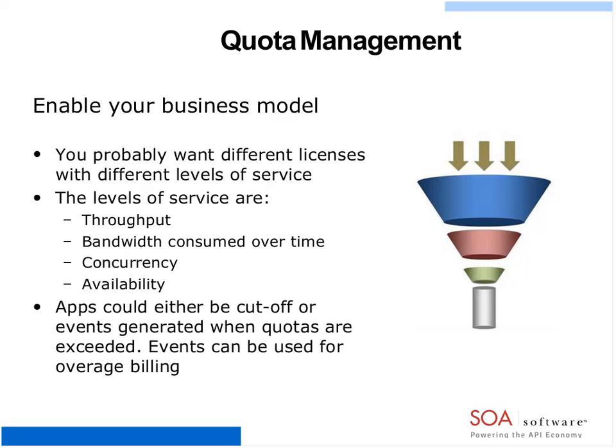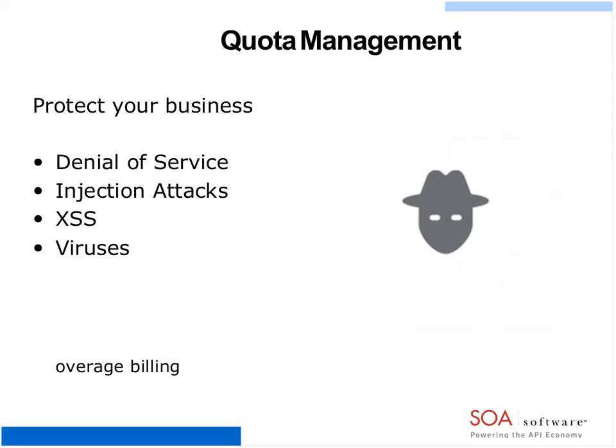Now, what happens when one of these quotas is exceeded depends a little bit on you. Either you can cut off or just generate events when the quotas are exceeded, and those events can then be used for overage billing as well. So you might decide you're going to cut off somebody after they have reached a maximum limit of 100 transactions per second, or you might want to be like a cell phone company and start charging them overage. And that all really depends on your business model. It all comes back to how do you actually want to make money, and how do you as a business want to go out and publish an API and bring it to market? What is the business model that surrounds that particular API?